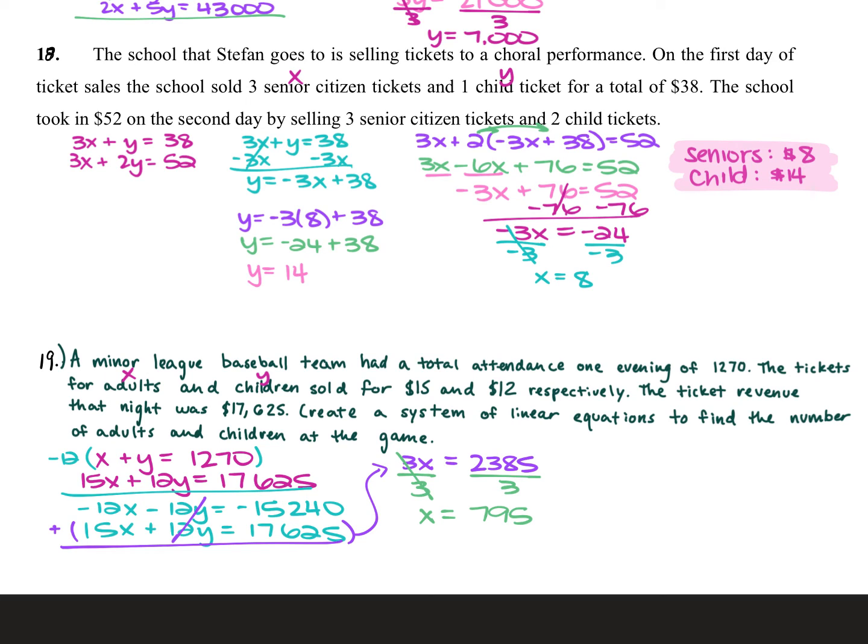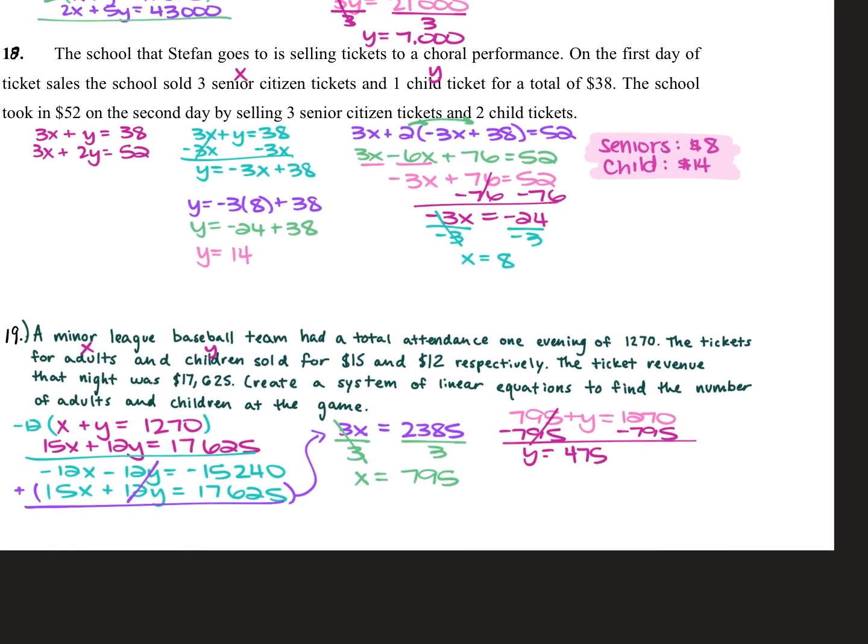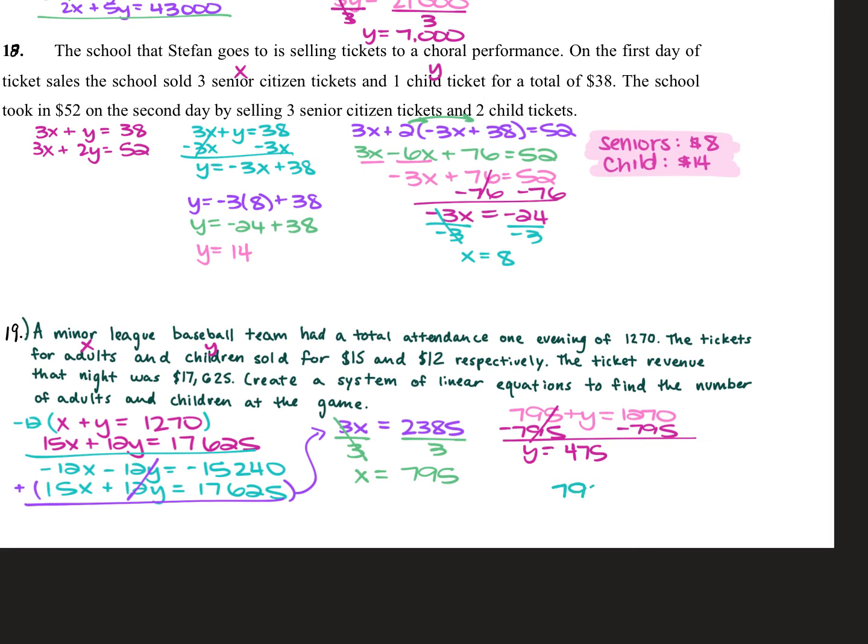If x is 795, we can find y by doing 795 plus y is equal to 1,270. Subtract your 795 from each side. So y is equal to 475. So at the game, there were 795 adults and 475 children.